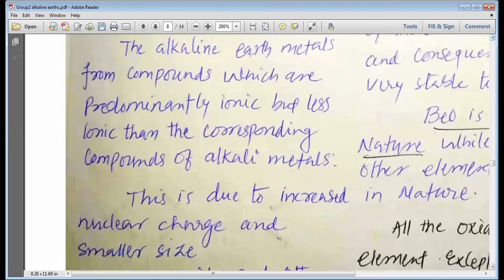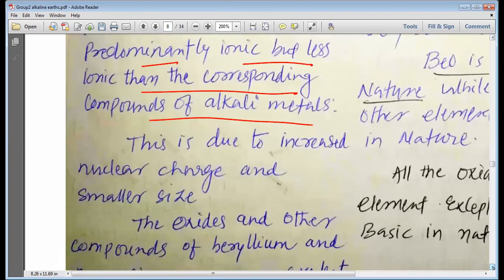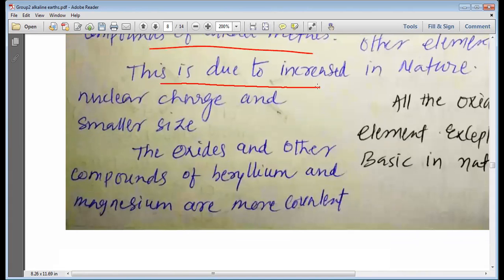The alkaline earth metals form compounds which are predominantly ionic, but less ionic than the corresponding compounds of alkali metals. So the compounds of alkaline earth metals are comparatively less ionic, but they are generally ionic in nature. This is due to the increased nuclear charge and smaller size. So as we move left to right, my dear students, the charge increases and size decreases.